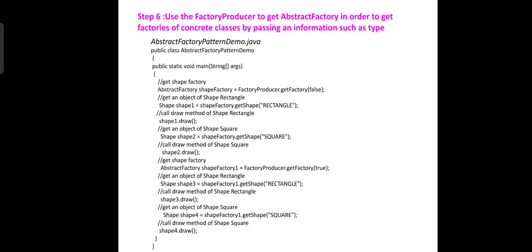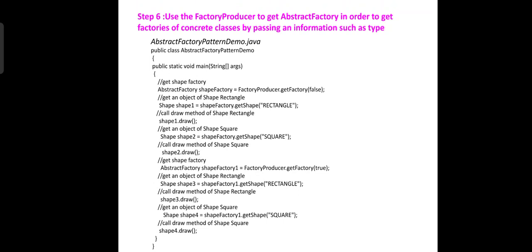Then in the last step we use the FactoryProducer to get an AbstractFactory, in order to get factories of concrete classes by passing information such as type. Here the AbstractFactoryPatternDemo class is used, and in that the main function is declared. First of all we have to get the shape factory. For AbstractFactory, shapeFactory equals FactoryProducer.getFactory. The getFactory method is used to get the shape factory.